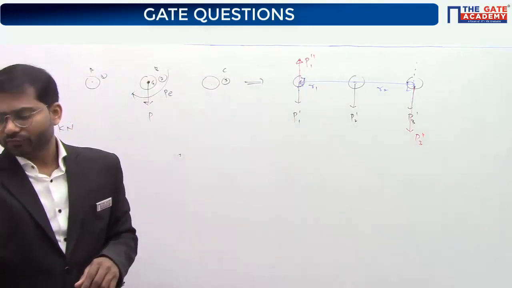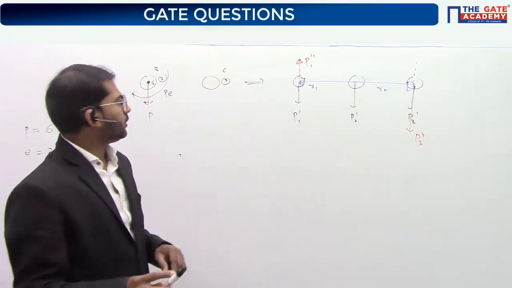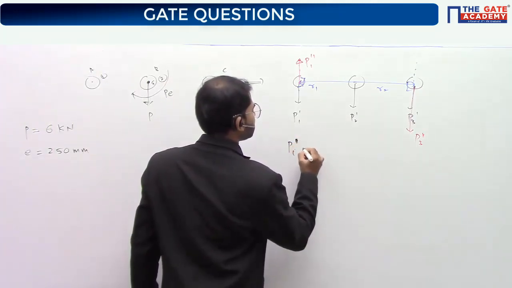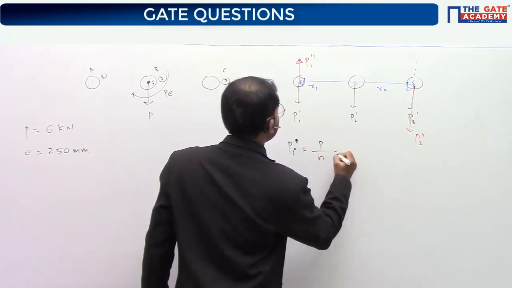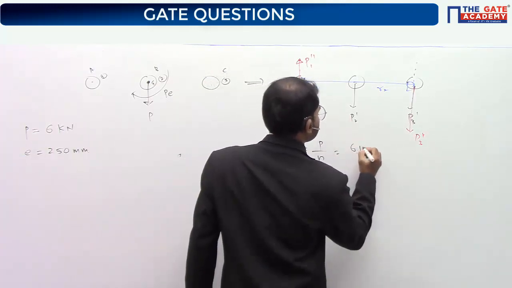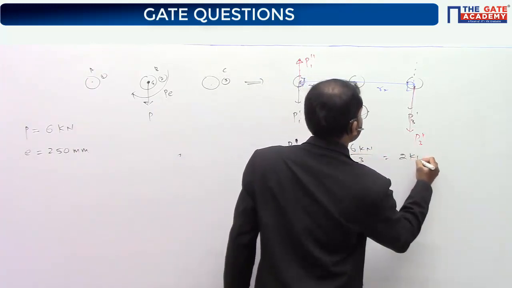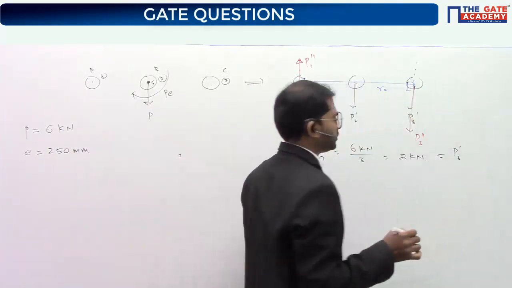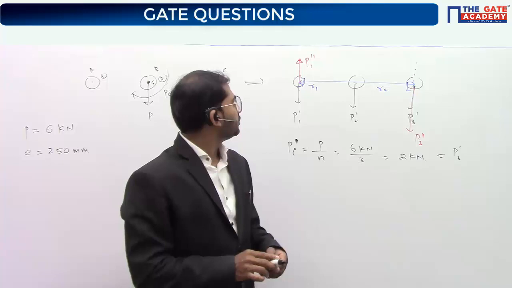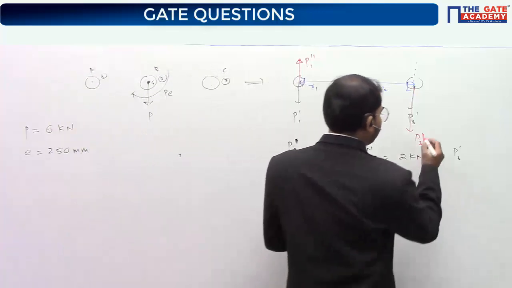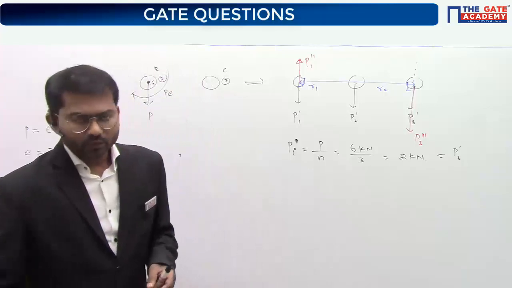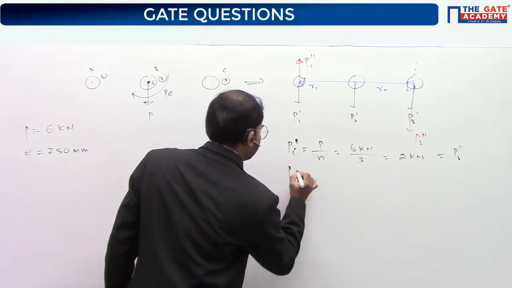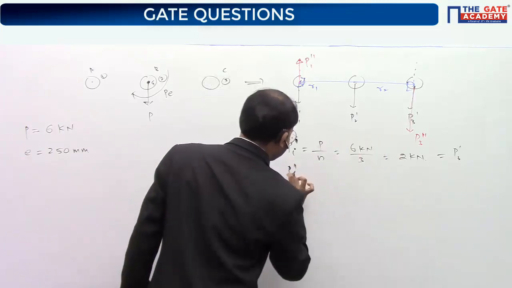Now, if we take down these magnitudes, the primary load for any rivet is equal to the total load divided by N. Here the total load is 6 kilonewton, divided by 3, which comes out to be 2 kilonewton. So we need the P3 dash value and the P3 double dash value. The P3 dash value we got as 2 kilonewton. Now we have to get the value of the secondary load. In fact we should be getting the third one only, so I'll put it as 3 directly.